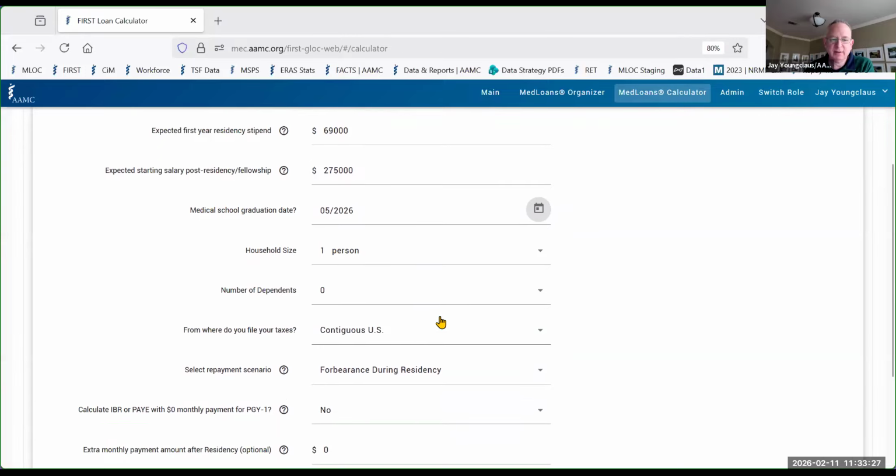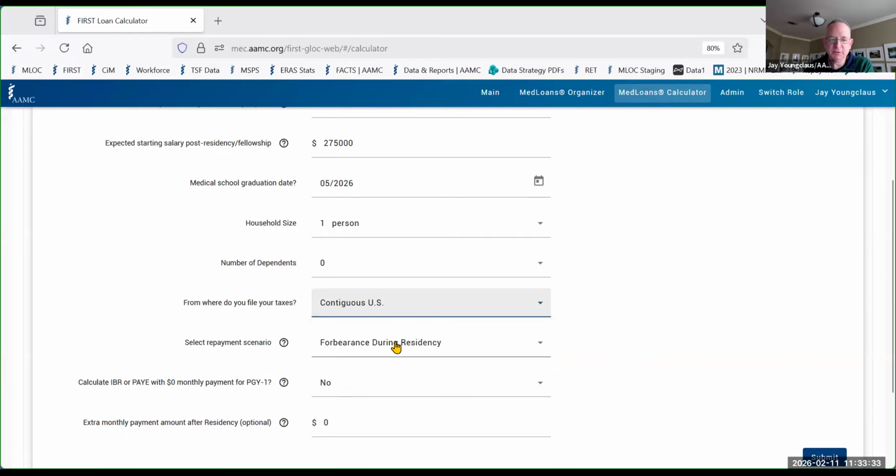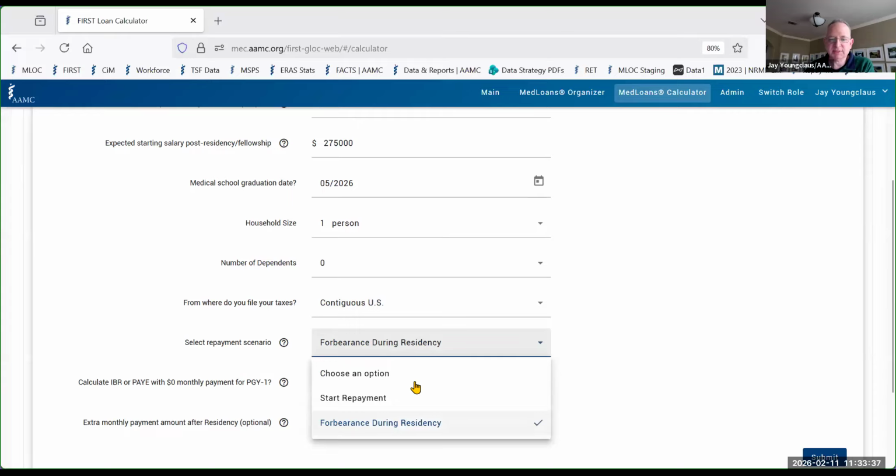I have no dependents. Where do you file your taxes? This is important for one of the federal plans. There's only 3 options. Almost everyone's going to be contiguous US. And then how are you going to manage your loans during residency?